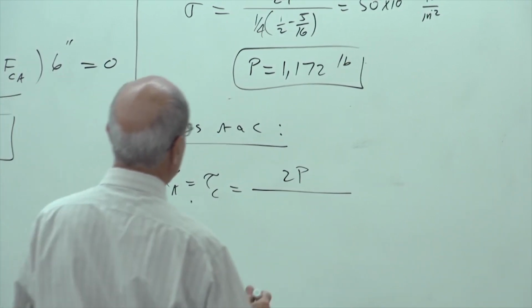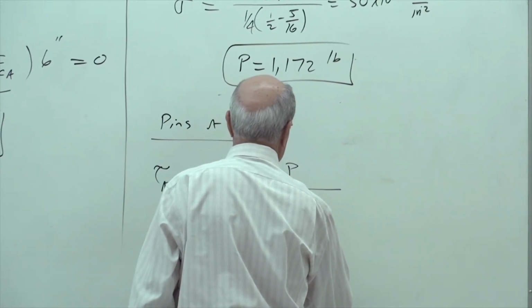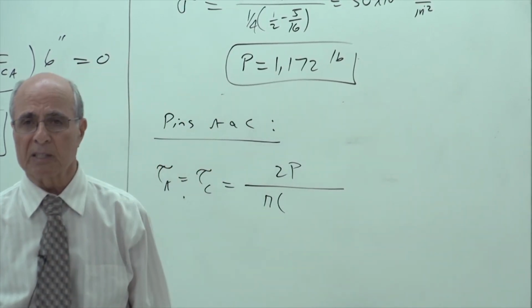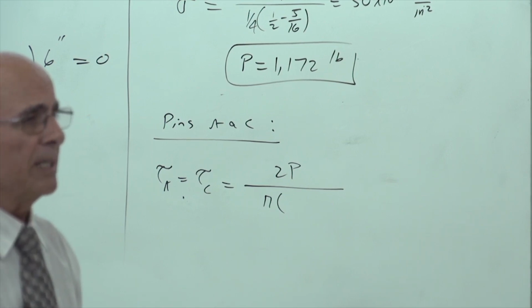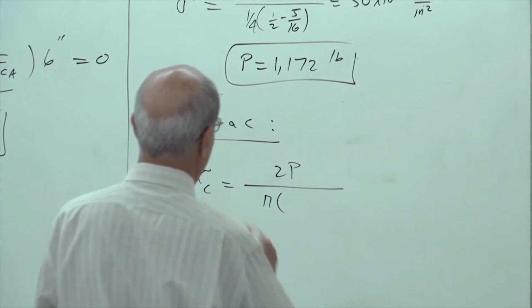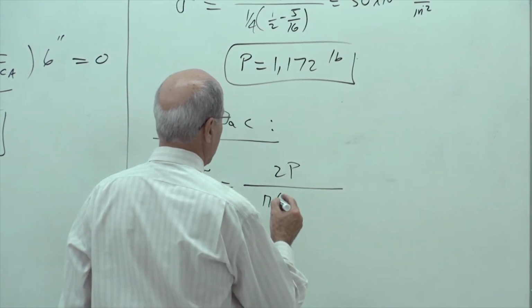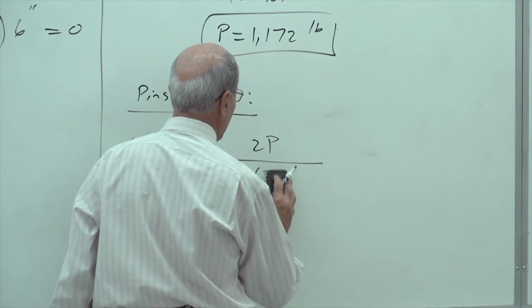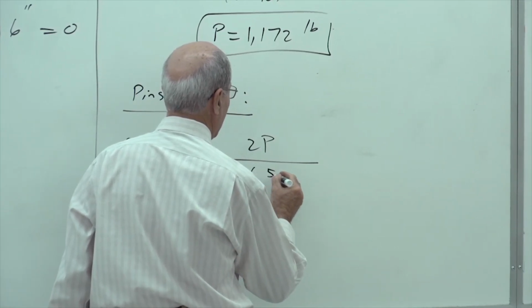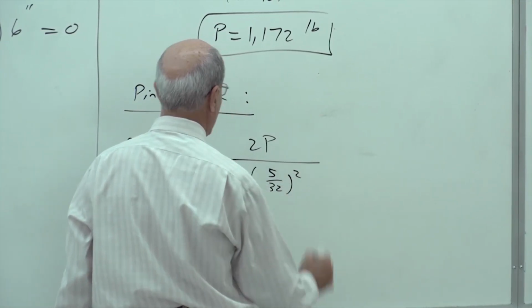Area of the pin, we know that. It's pi times radius squared. Yes, the diameter was 5/16, so the radius becomes 5/32, half of that. Is that correct or not? Or you can use pi/4 times the diameter squared if you want. But I use this one: pi times 5/32 to the power of 2.